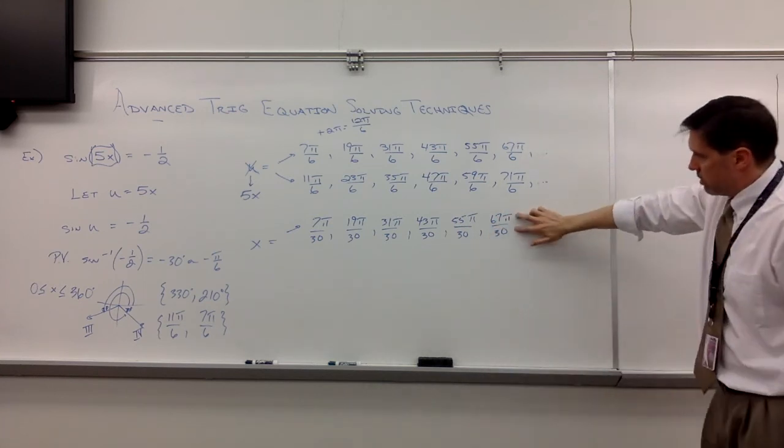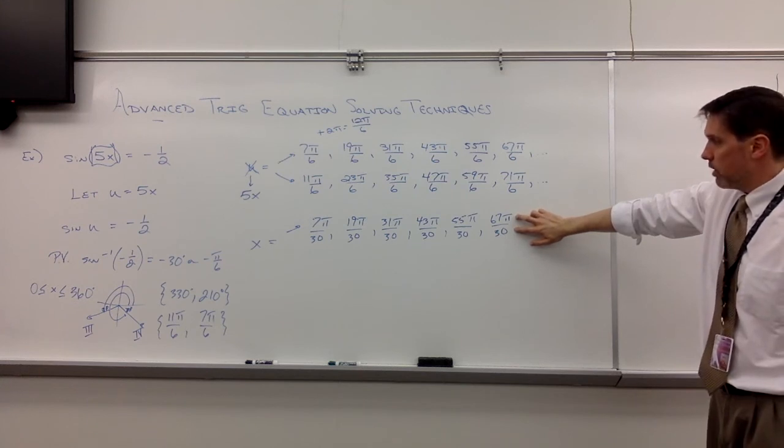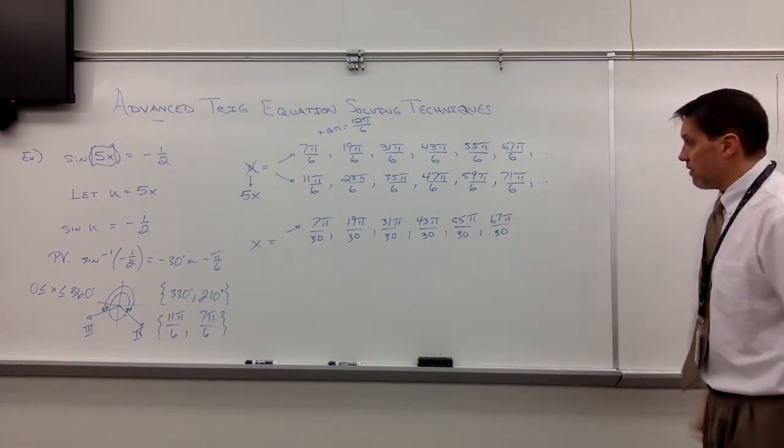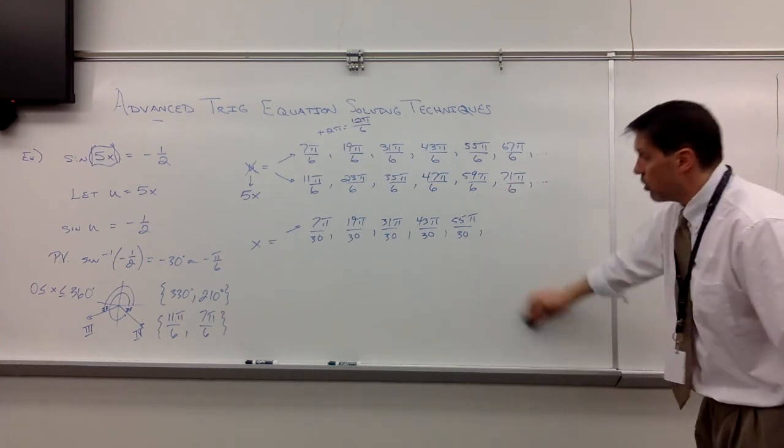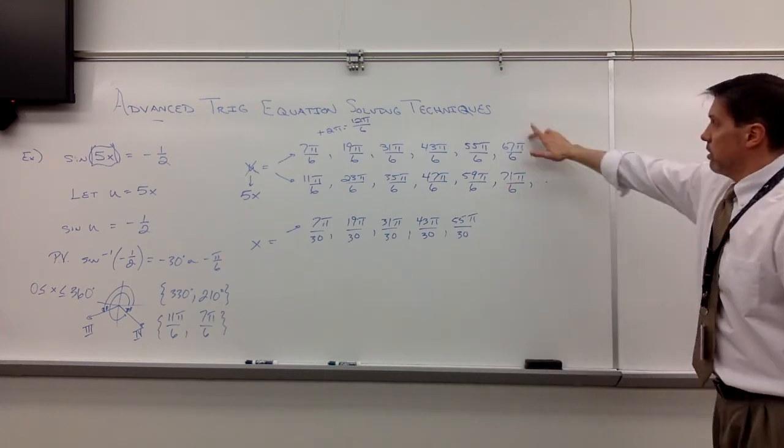And you can see right there is where we run into trouble. 67, 30 goes into 67, 2 and some change, so that is where we can stop.